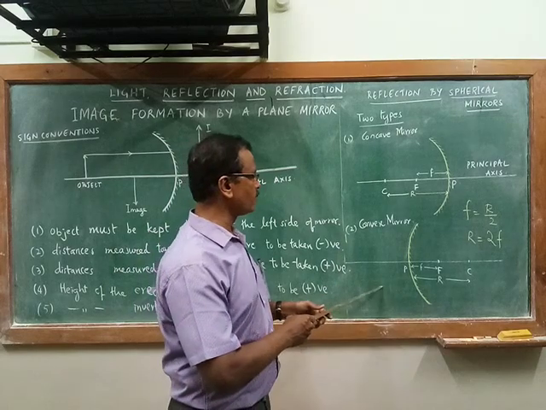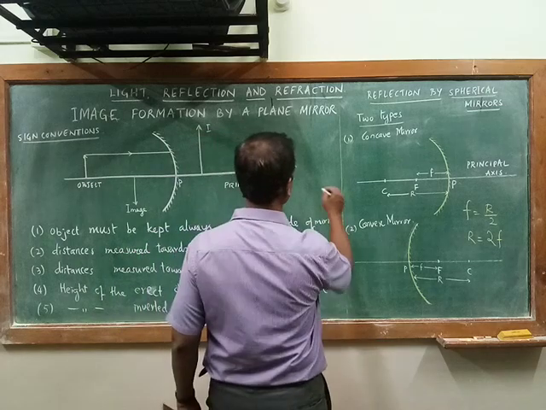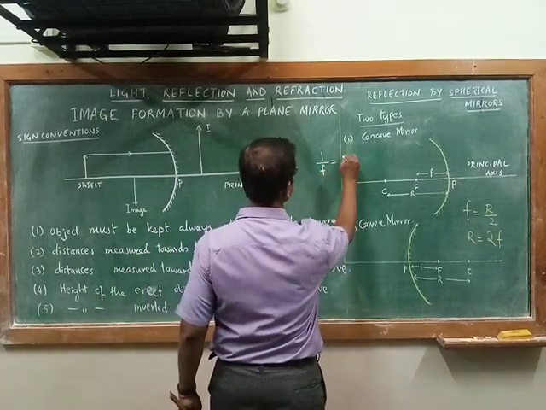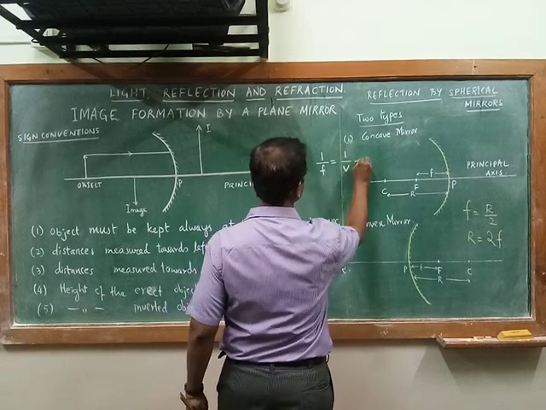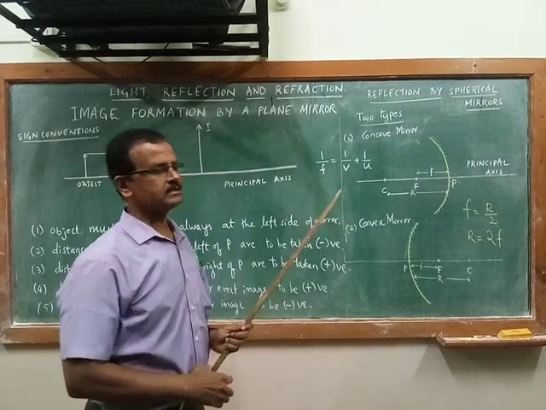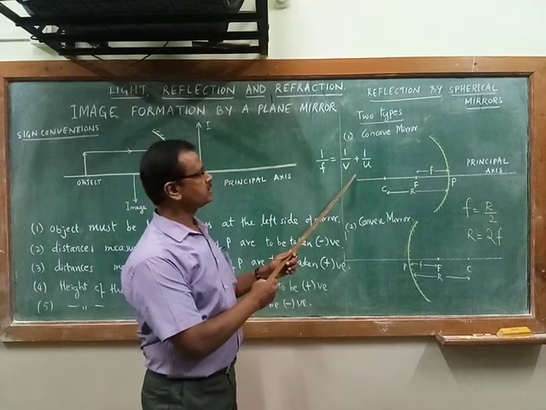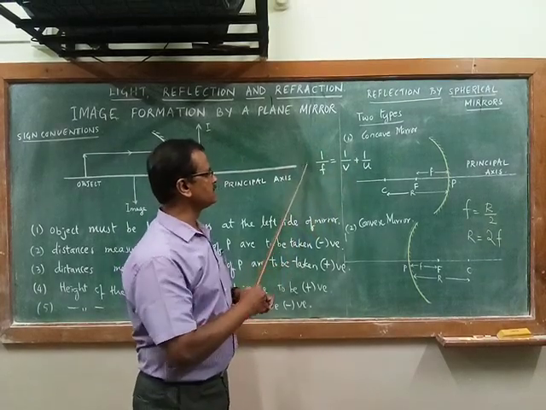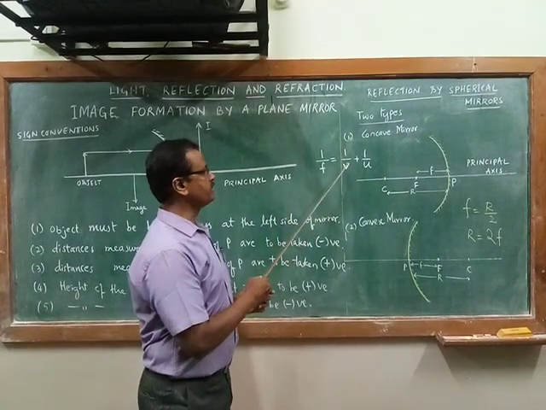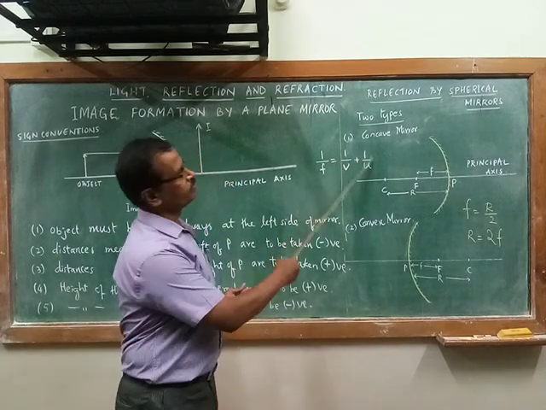We are going to study this using a very important formula, called the mirror formula. The mirror formula is 1/f = 1/v + 1/u, where f is the focal length, v is the image distance, and u is the object distance. So this is the relation which connects object distance u, image distance v, and focal length f. This is called the mirror formula.